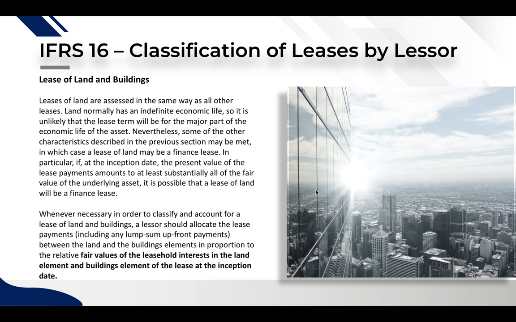Whenever necessary, in order to classify and account for a lease of land and building, a lessor should allocate the lease payments between the land and building elements in proportion to the fair values of the leasehold interests in the land element and the building element of the lease at the inception date. So whenever they have to classify between a lease of land and a building, they have to use relative fair value in order to apportion the lease payments between the land and the building.